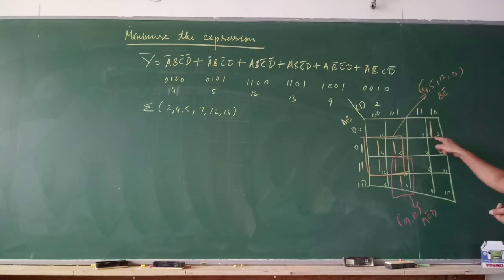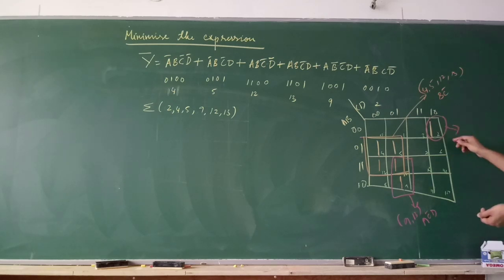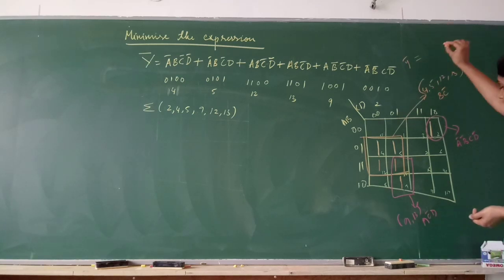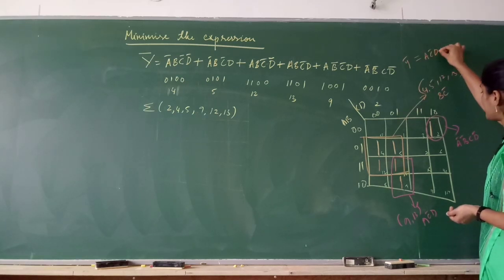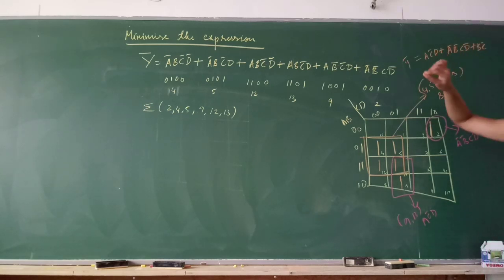Then how do I cover the min term 2? Is there any adjacent cell for min term 2? No, there are no adjacent cells, so min term 2 is alone. This is a grouping where we have only min term 2 and the equation is A bar, B bar, C, D bar. Now what is the equation we have? The simplified equation: Y bar is equal to A C bar D plus A bar B bar C D bar plus B C bar.